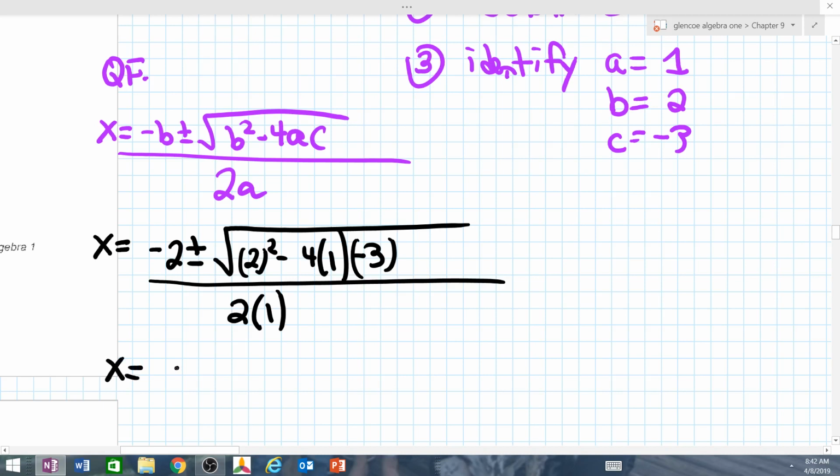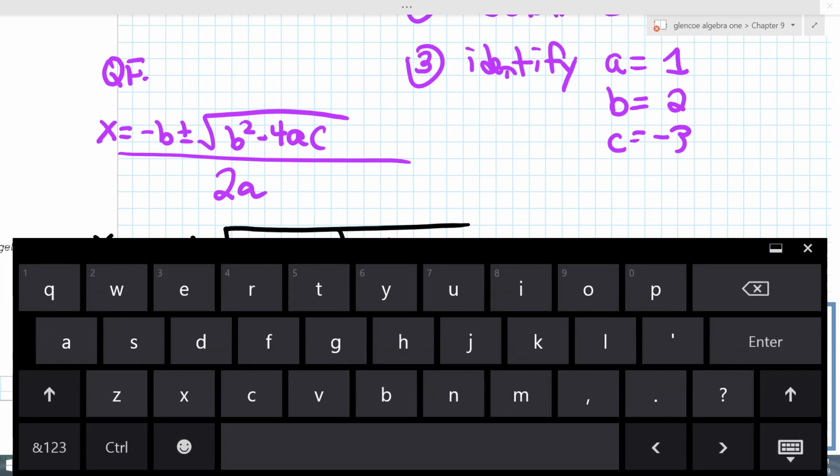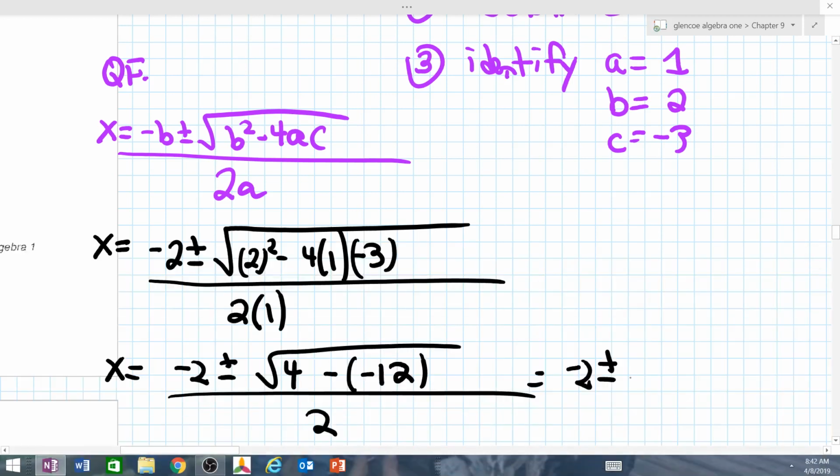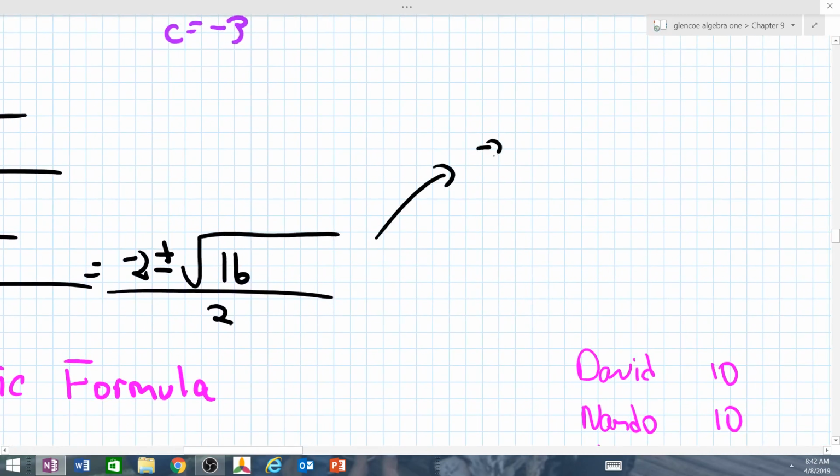And I get x equals negative 2 plus or minus the square root of 4 minus, is that a negative 12? Yes. All over 2. The square root of 4 minus a negative 12 becomes 4 plus 12, or 16, over 2. So now I have negative 2 plus or minus 4 over 2. Now that's not the end.